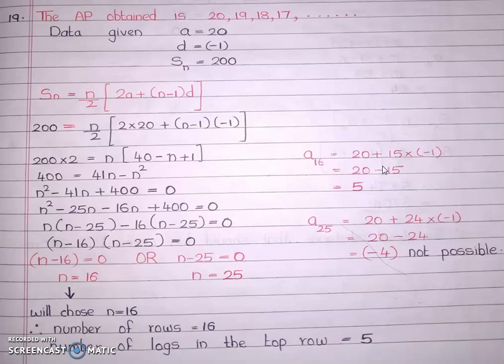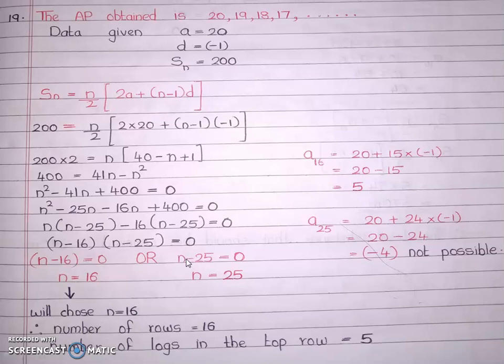So which number will you use? N equal to 16. What are this A16 and A25? Nth term, 16th term and 25th term. The 25th term cannot be a negative number. Why? You are finding the number. So negative 4 is not possible. So we will choose n equal to 16. Number of rows is equal to 16 and number of logs in the top row is 5. Is that clear to you?